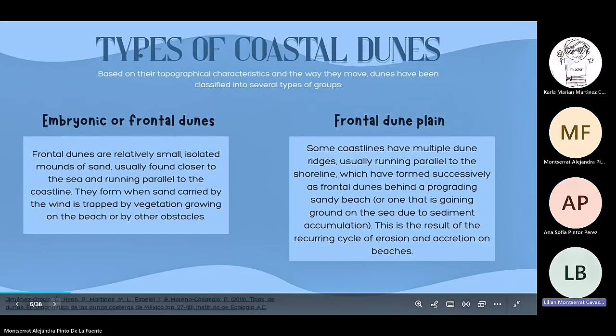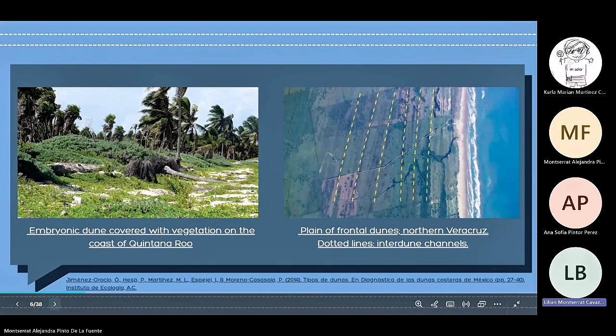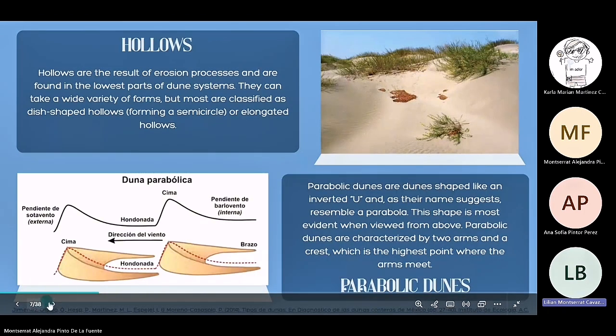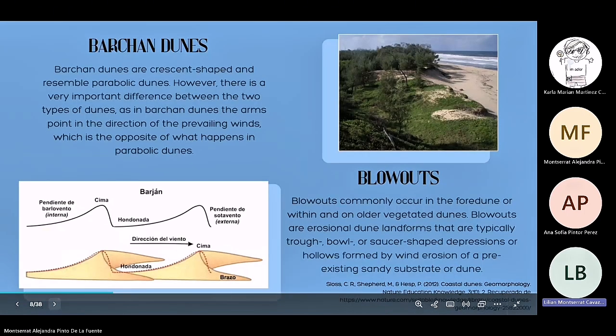Frontal dune plain. These are dune ridges usually parallel to the shoreline. We have the images. The hollows are found in the lowest parts of the dunes. We have the parabolic dunes, which resemble a parabola and are formed by the movement of dunes, previously mentioned. We have the parabolic dunes' counterpart, which are like the parabolic dunes, but the arms are in the direction of the winds, and the parabolic have the opposite of the direction of the winds.